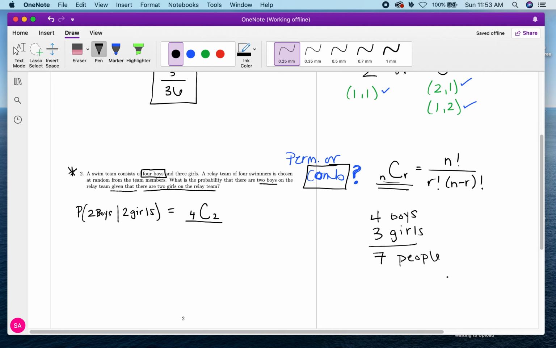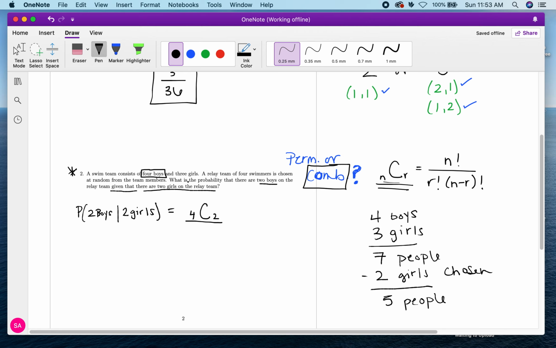Now, this is a conditional probability problem, however. So they told us that 2 girls have already been chosen, right? They're already on the team. So if we consider that 2 of these girls have already been chosen, how many people do we have left to actually pick from for those last 2 relay spots? There's 5 people left.